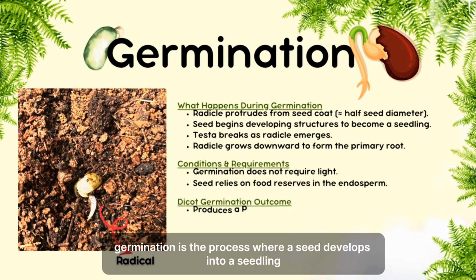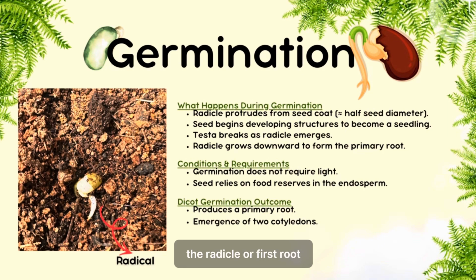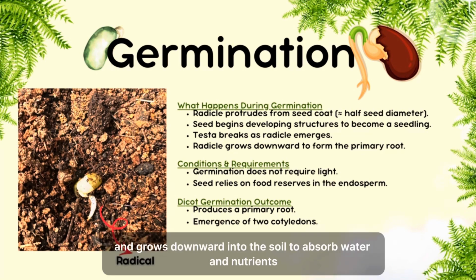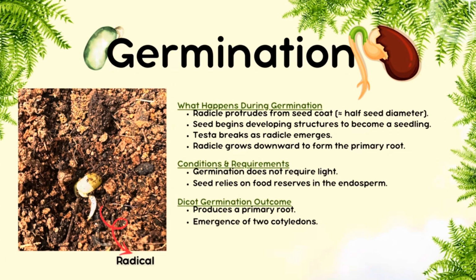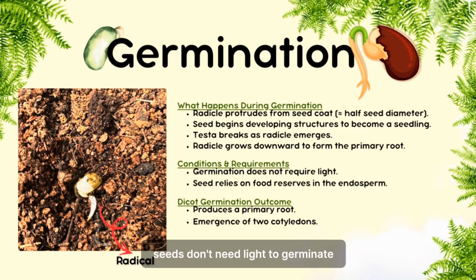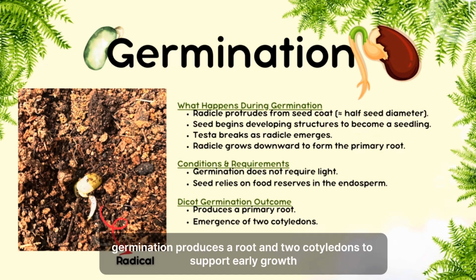Germination is the process where a seed develops into a seedling. The radicle or first root emerges from the seed coat, breaking it, and grows downward into the soil to absorb water and nutrients. Seeds don't need light to germinate as they rely on food stored in the endosperm. In dicotyledons, germination produces a root and 2 cotyledons to support early growth.